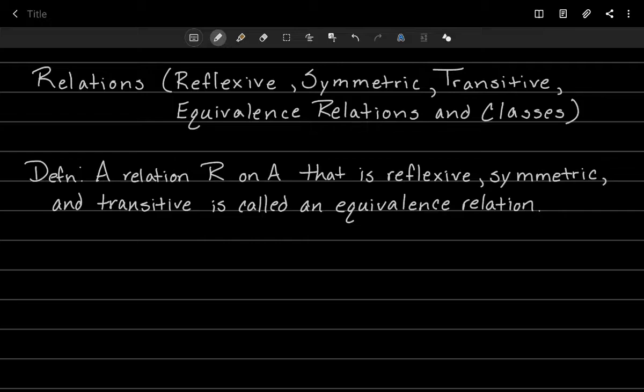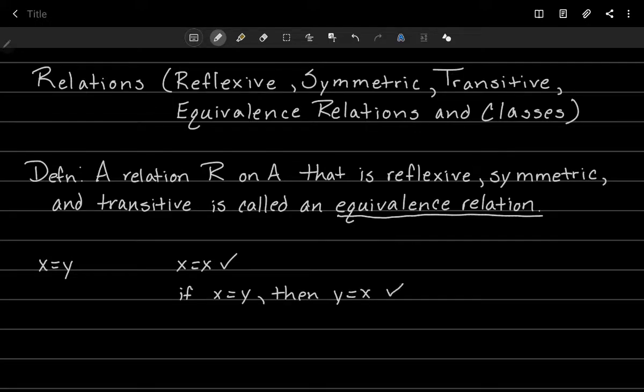A relation R on A that is reflexive, symmetric, and transitive is called an equivalence relation. So if it has all three of those properties, it is an equivalence relation. In the last video, we only had one example that was an equivalence relation, and that was the relation x equals y. Okay, because it was reflexive, because x does equal itself for every single real number x. If x equals y, then y equals x was true, so we are symmetric.